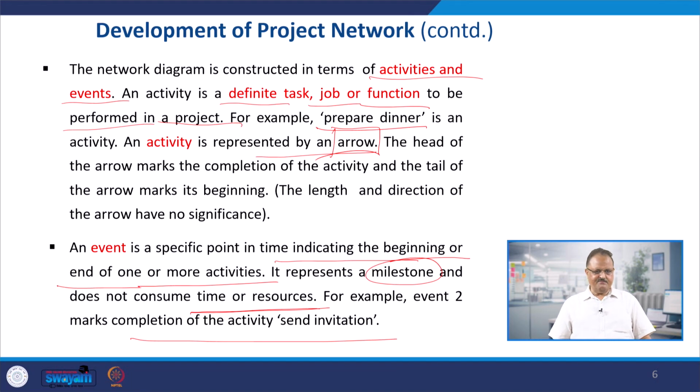An activity is basically a specific task or a job or a function which we have to perform. It is marked by the arrow, and it consumes resources, which is time and cost. The head of the arrow marks the completion of that particular activity, and the tail of the arrow marks the beginning of it, right? The tail is the beginning of that particular happening.